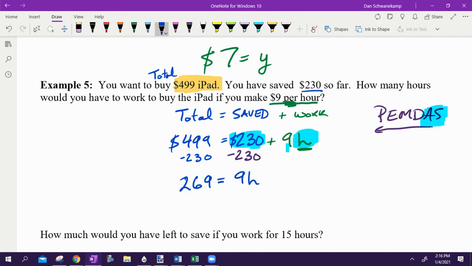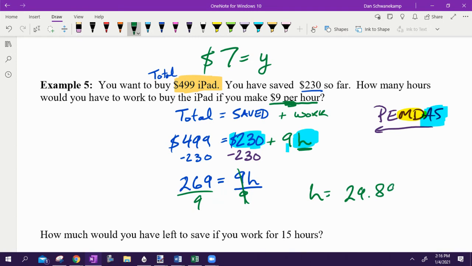And so the next thing I've got to do is divide. It's 9 times h. Well, we just added or subtracted. Now I'm trying to multiply or divide. So I need to divide by 9 on both sides. So my hours is going to be equal to 269 divided by 9. You could break out your calculator here and type in 269 divided by 9. It tells me I need to work 29.88.